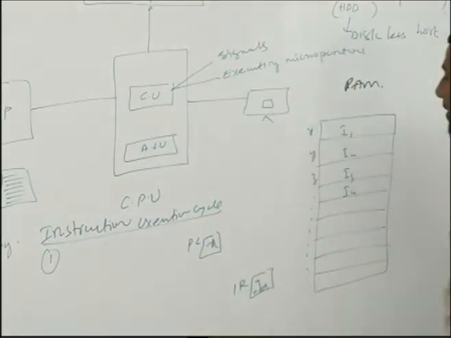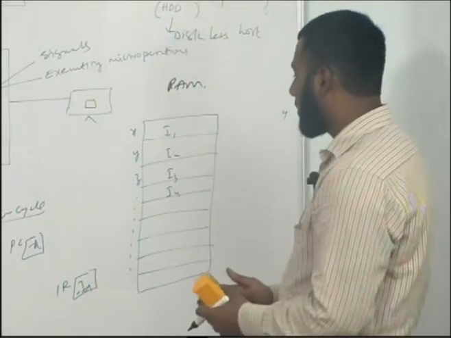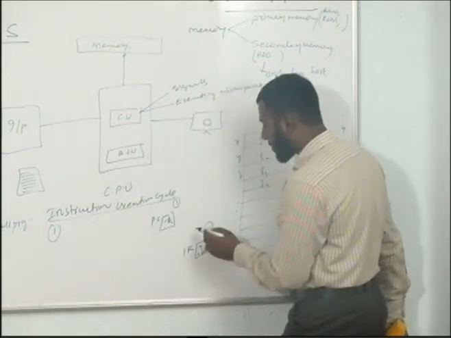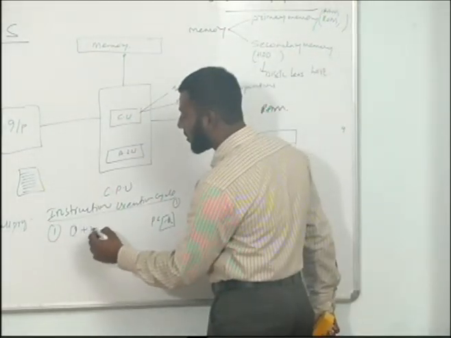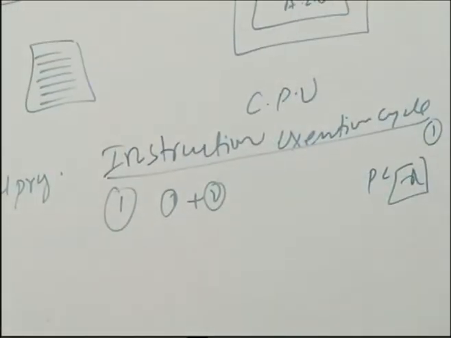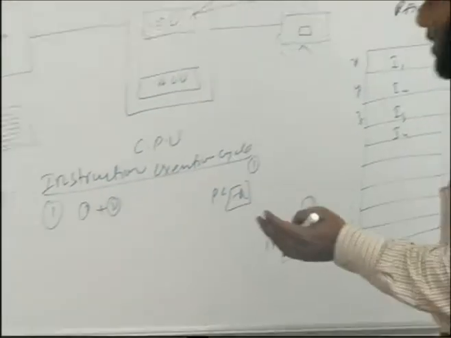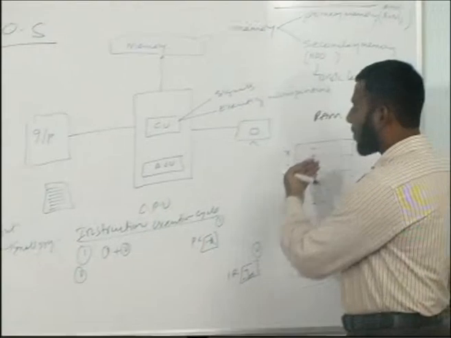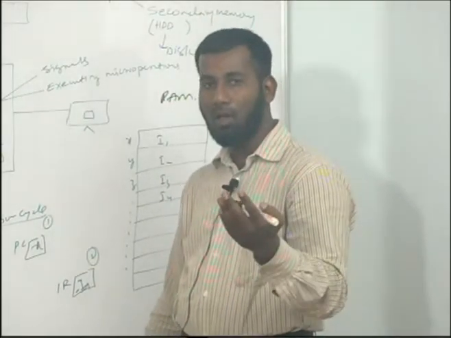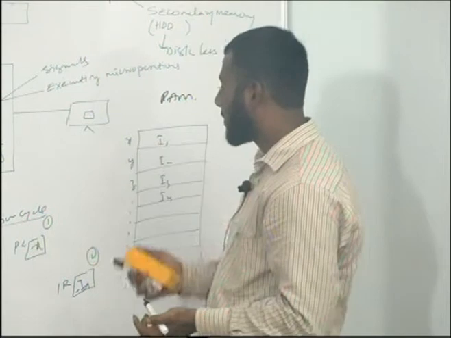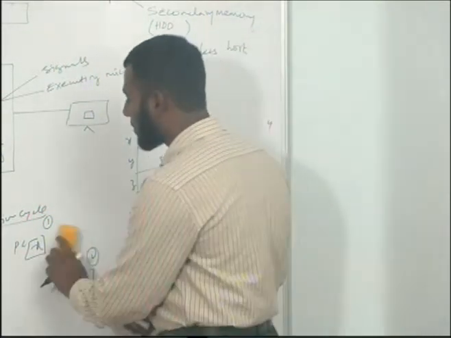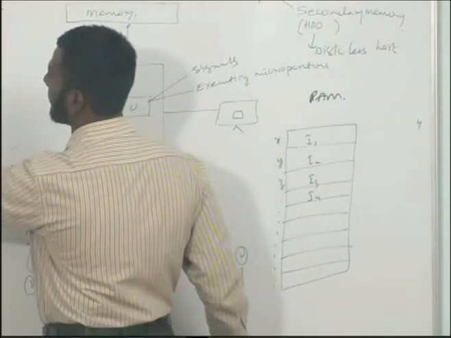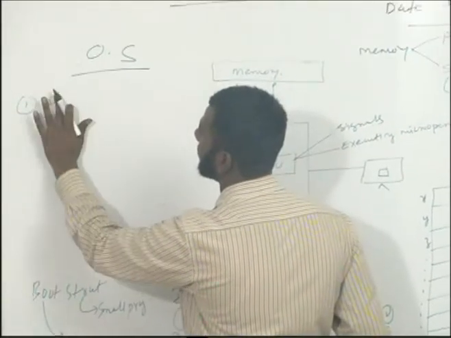The very first thing is fetching an instruction. It means the instruction has to be fetched. I'll assume this as equation 1 and this as equation 2. The combination of equation 1 and 2 is called fetching of an instruction. Once the instruction has been fetched, it is called the instruction fetch cycle.